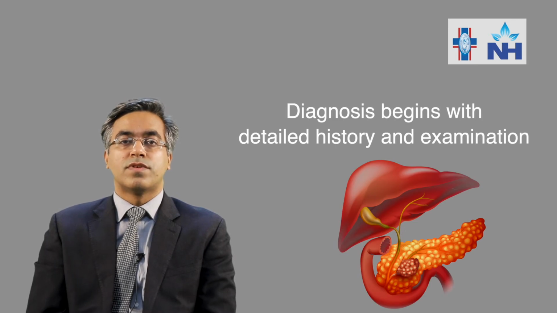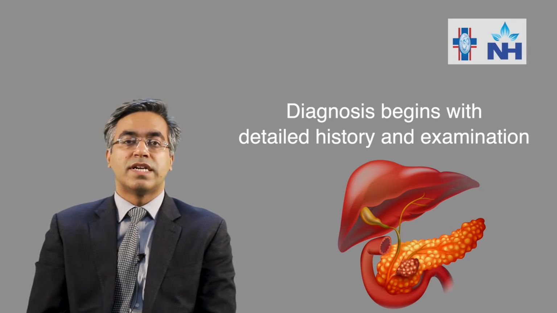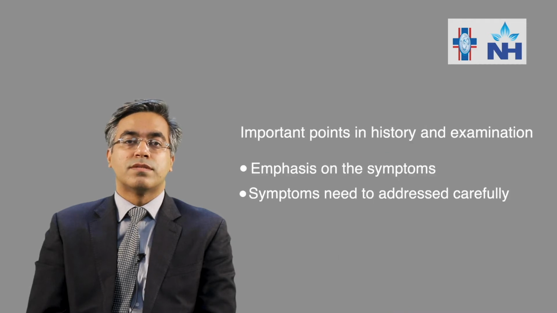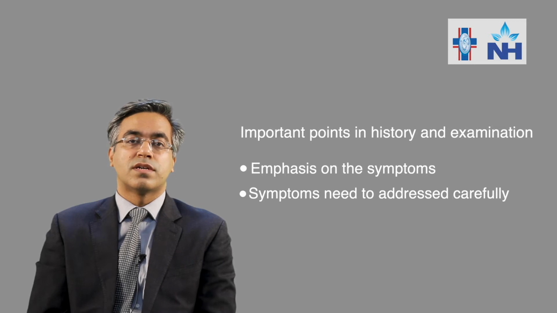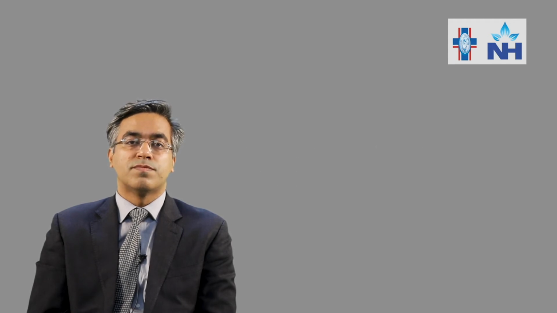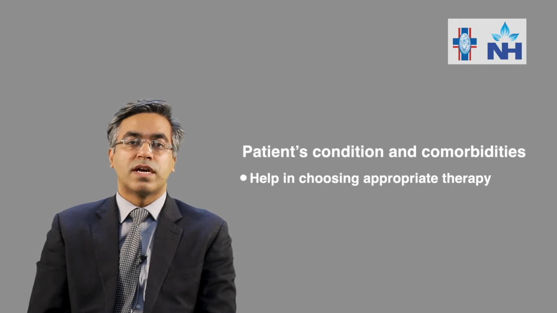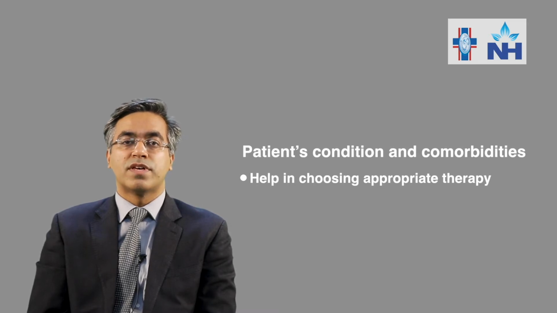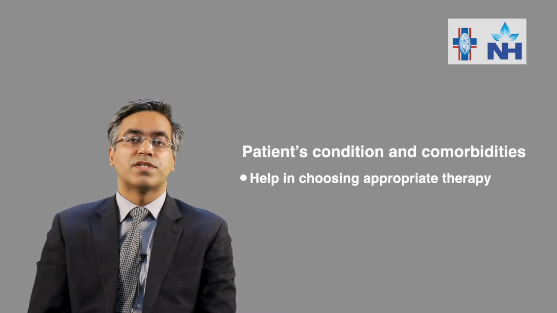Today I will be talking about the diagnosis and staging of pancreatic cancer. Diagnosis of the pancreatic cancer patient begins with a detailed history and examination. The main points to emphasize in history and physical examination are related to the symptoms of the patient, which need to be addressed carefully. Secondly, it is important to assess the general condition of the patient and the associated comorbidities. The performance status or the condition of the patient and comorbidities help in choosing the type of therapy after the staging of the patient is complete.